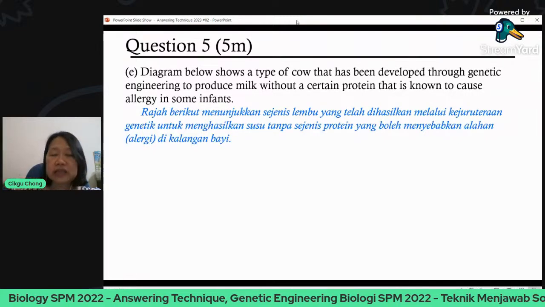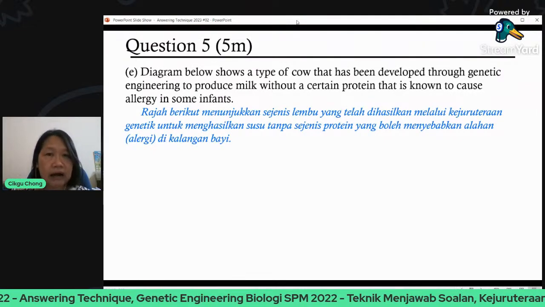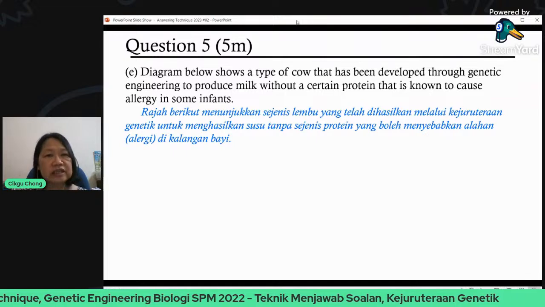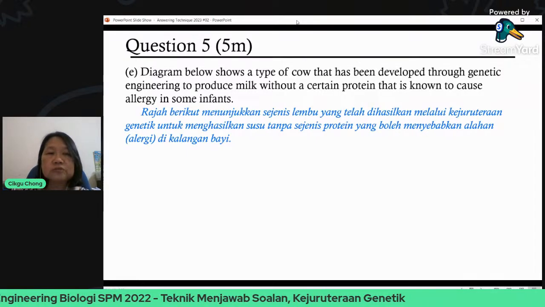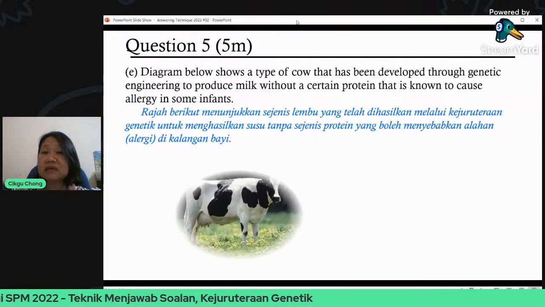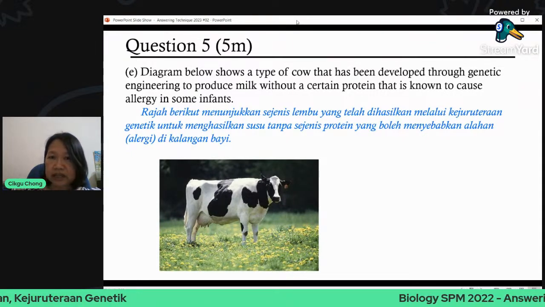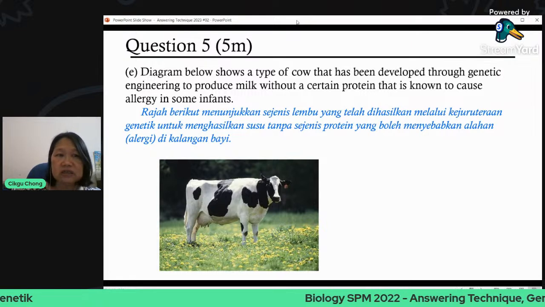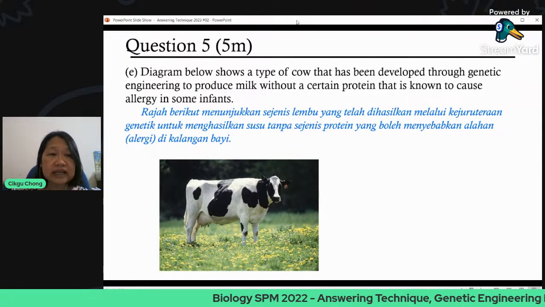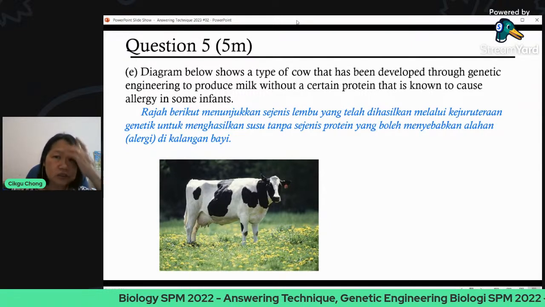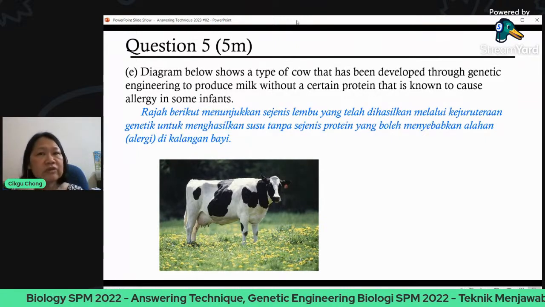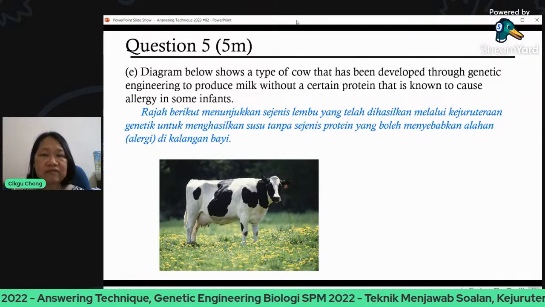Okay, so this diagram shows a cow, never say the name of the cow. It has been developed using a genetic engineering technique to produce milk without a certain protein. The protein is not given a name. That is known to cause allergy, alahan, among babies. So never say the protein. If you know, please write. Actually, you know. You have learned it before. After I show you where.